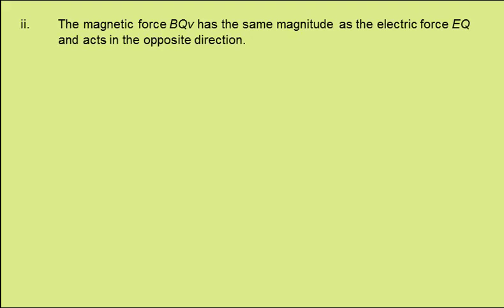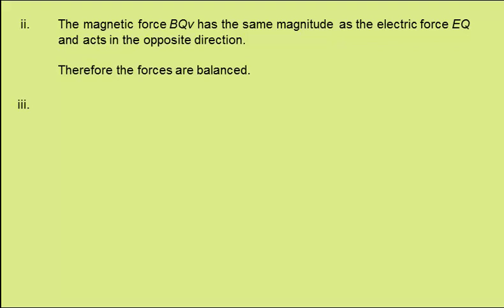In part 2, we need to explain why the ions have no overall deflection when a magnetic field of the required strength has been applied. Well, the magnetic force, BQV, will then have the same magnitude as the electric force, EQ, acting in the opposite direction. Therefore, the forces are balanced.